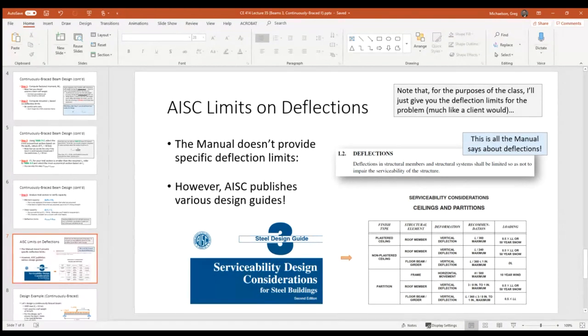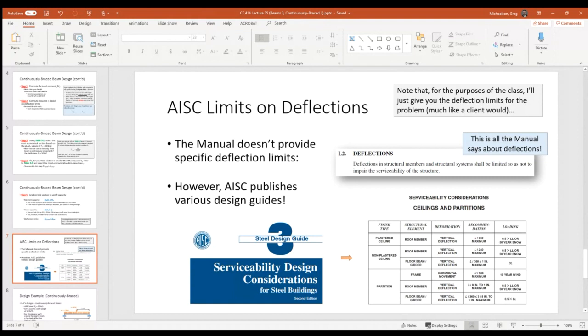Like for instance, Design Guide 9 is the design guide for torsion. So if you have a member that's twisted, how do you handle that? And we really don't cover that directly in undergraduate steel. We talk about twisting, but we don't design for it per se.